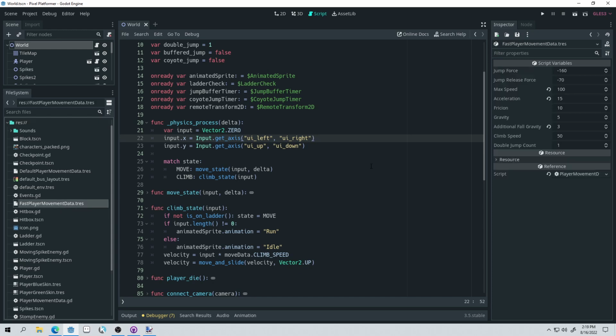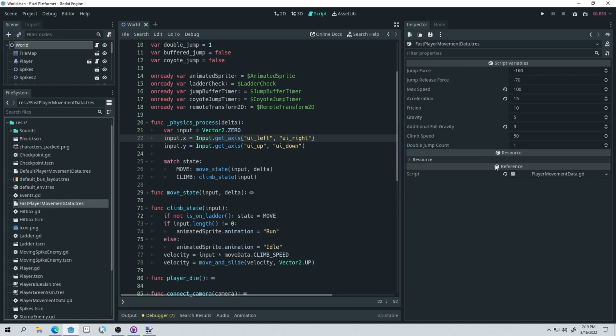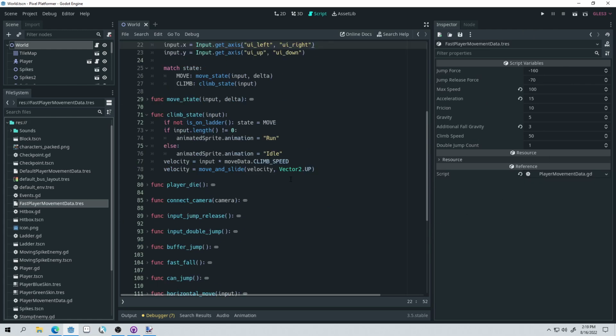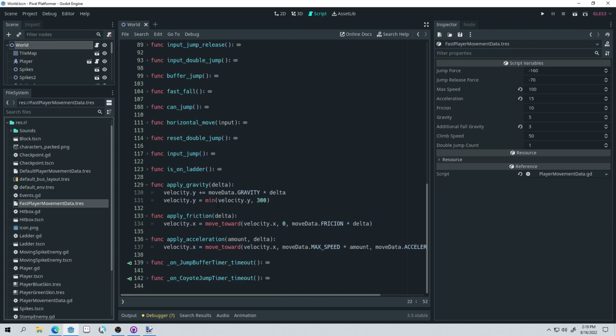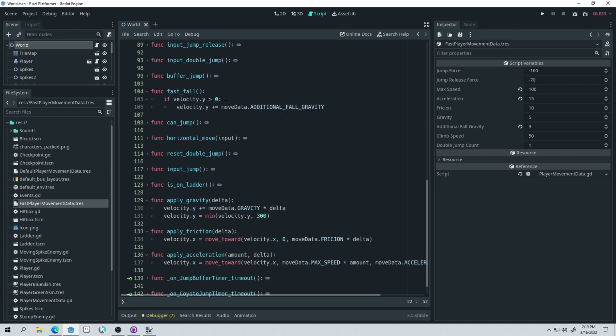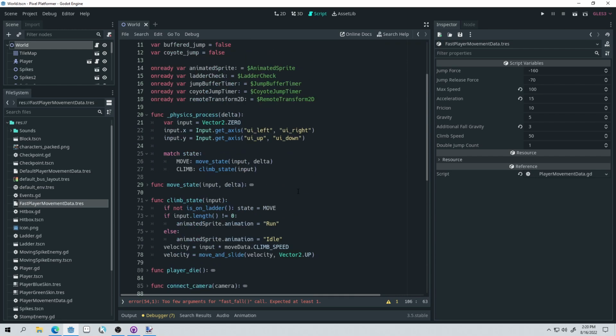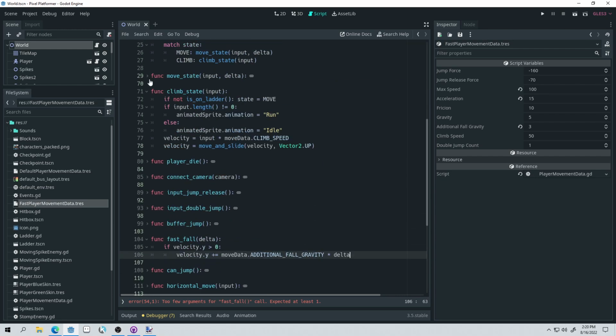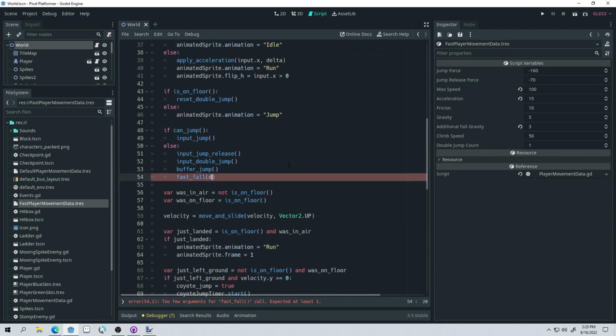If we come into our fast player movement, which is the one that we're using, we can identify values. Oh, there's one other value that we need to actually multiply by delta, which is our fast fall gravity. So this is apply gravity, and then we have fast fall gravity. So you can see this is plus equals as well. So we also need to pass in delta and multiply this by delta. And then it's going to error because we need to come into our move state and pass delta into this function.